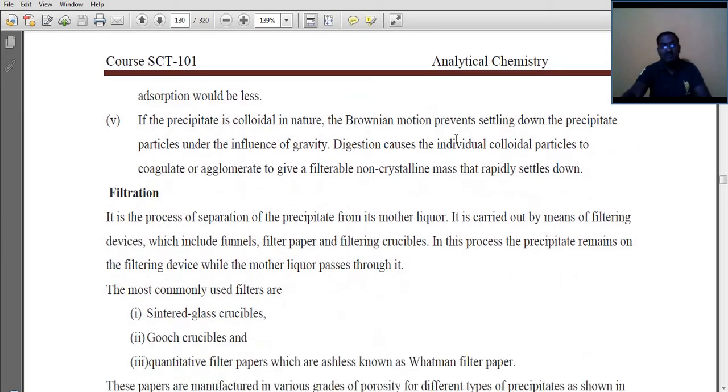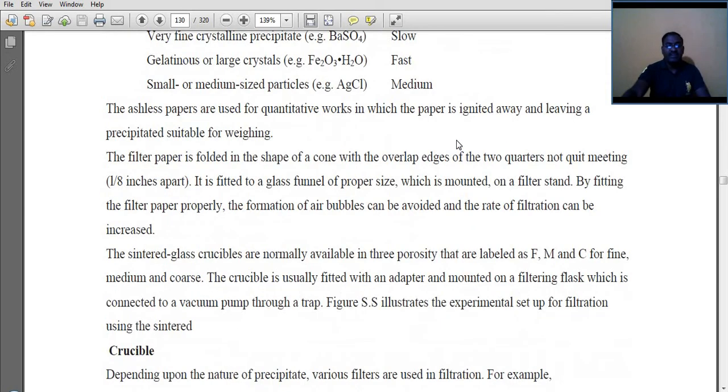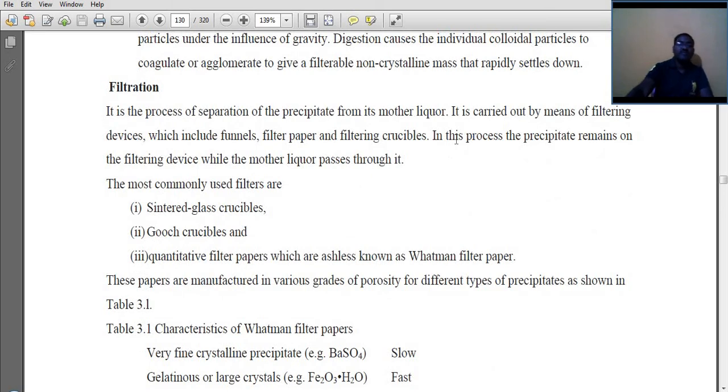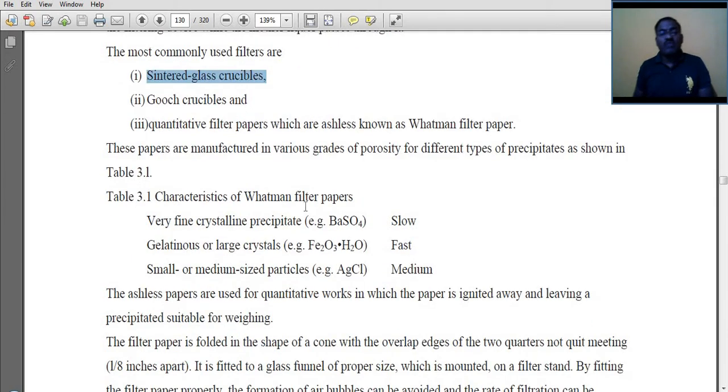Next concept, filtration. Filtration is one of the very important techniques. The process of separation of the precipitate from its mother liquor is called what? Filtration. The most commonly used filters are sintered glass crucibles, Gooch crucibles, and quantitative filter papers, which are ashless, such as Whatman filter paper.